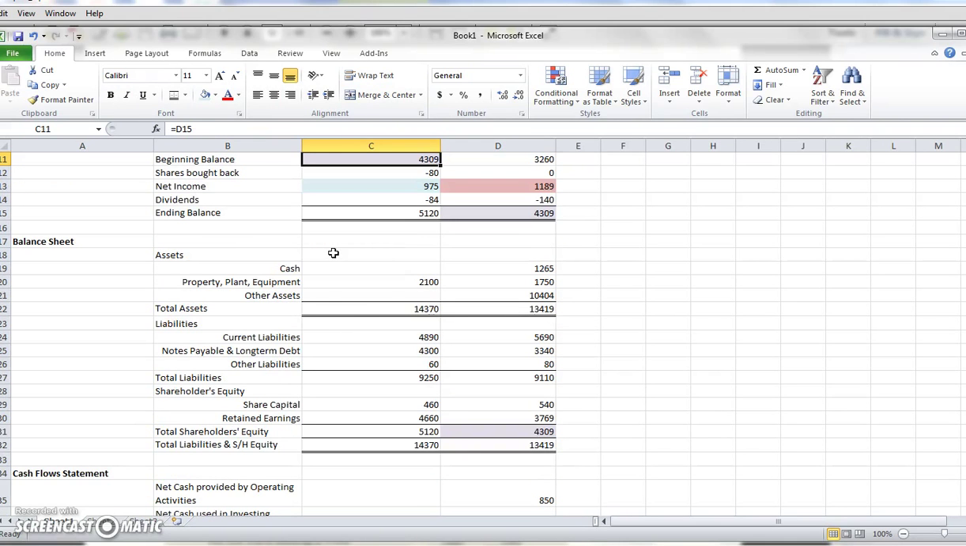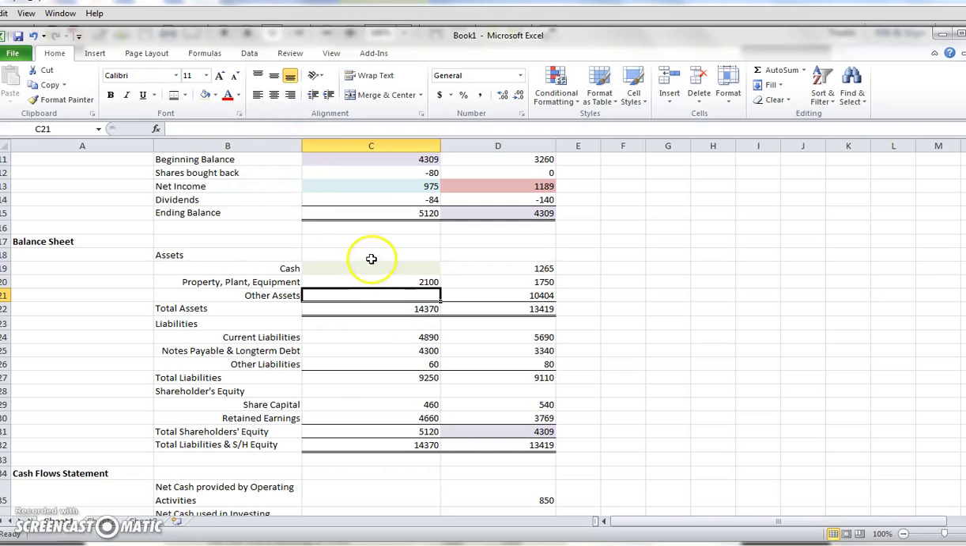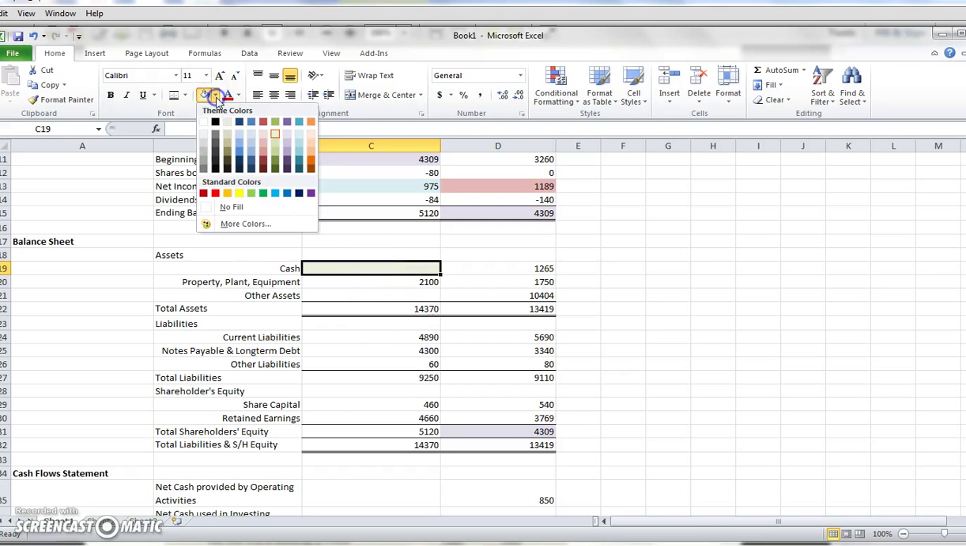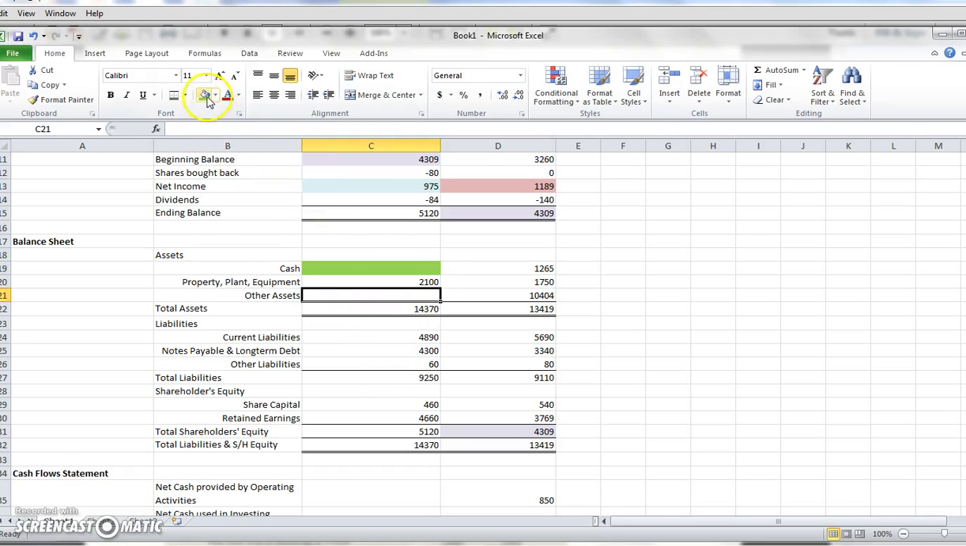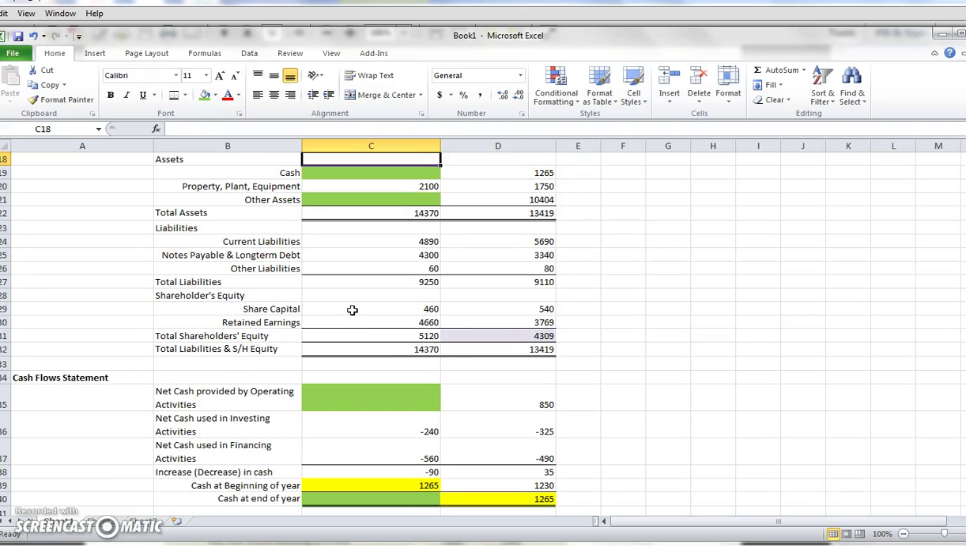We're getting close. We now have to figure out what is cash. We need to know anything green. We need to know cash. We need to know other assets. What else do we need to know? We need to know cash provided by operating activities, and we need to know the cash at the end of the year. We're very close. We have only 4 more spaces.